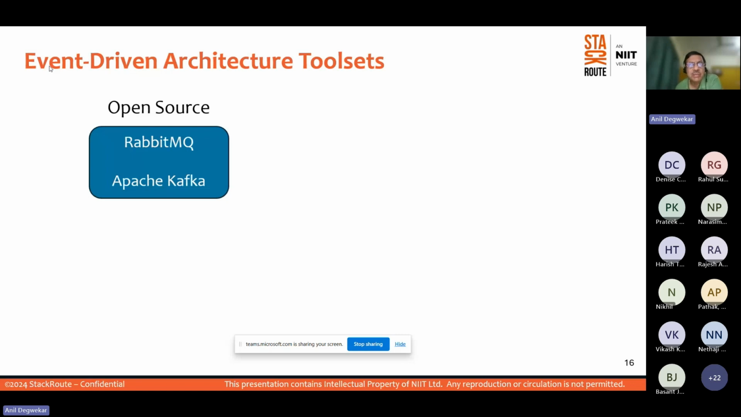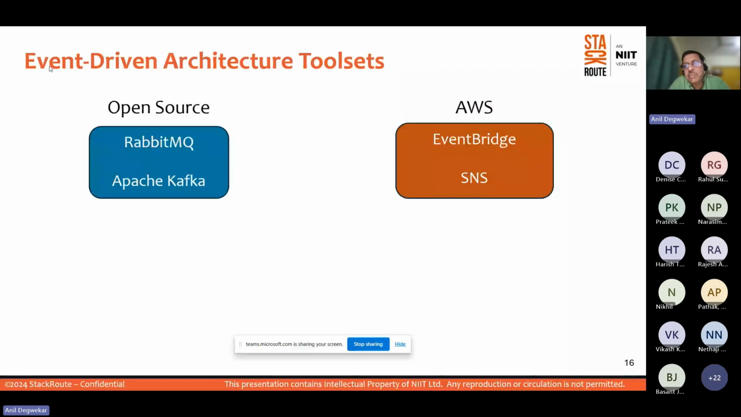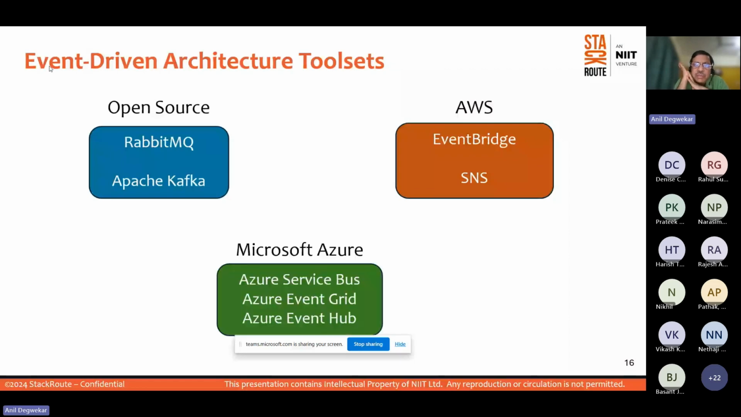Likewise, you can use RabbitMQ as well. RabbitMQ is a messaging platform. It can also be used for creating these kinds of event queues or event streams. Sometimes event streams are called event queues. So these are the two important tool sets. Likewise, if you go to AWS, there are AWS products called EventBridge and SNS. Both EventBridge and SNS are used within AWS for creating event-driven architecture. Likewise, Microsoft Azure has Azure Service Bus, Event Grid, and Event Hub. So these are some of the tool sets for implementing event-driven architecture.